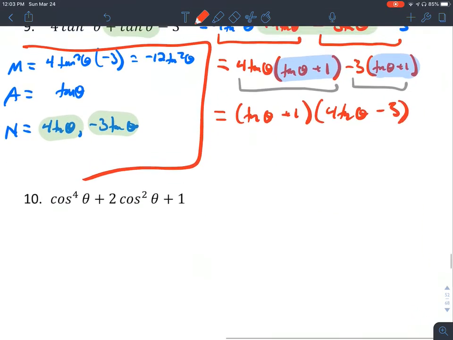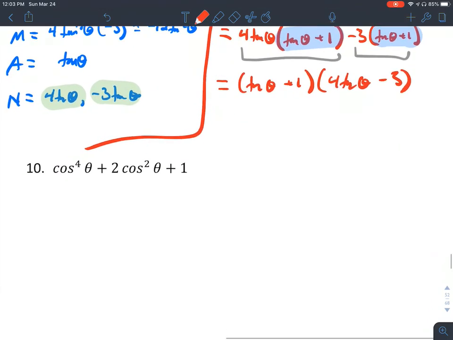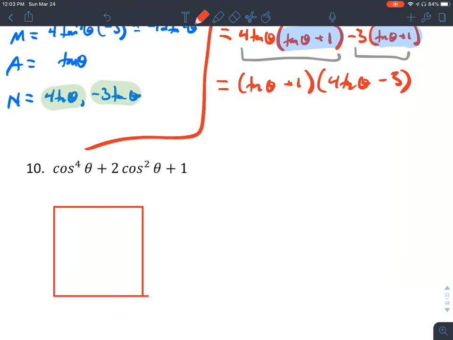Number 10, we could do it the same way we did number 9. We could do it the same way we did number 8. But I'm not going to do that because this is a special type of trinomial called a perfect square trinomial. The reason it's called a perfect square trinomial is that we could take this trinomial and break it apart. I'll show you how it breaks apart.